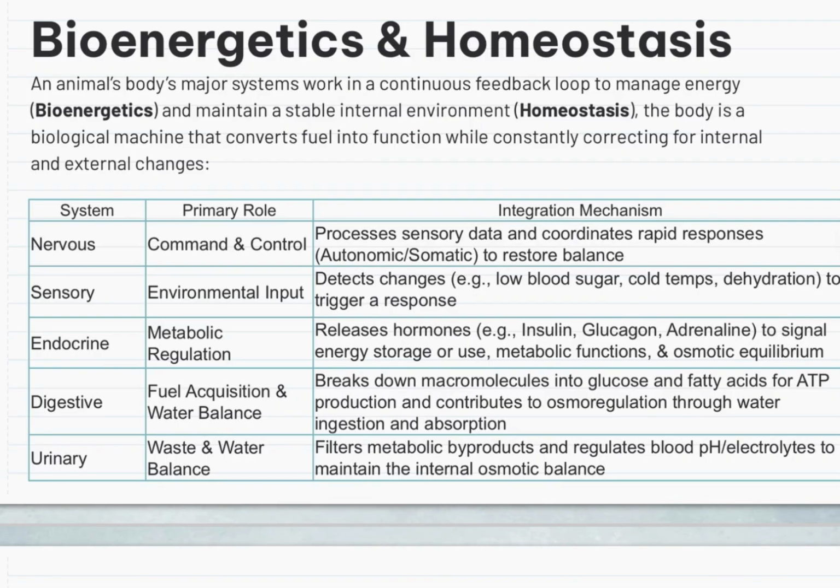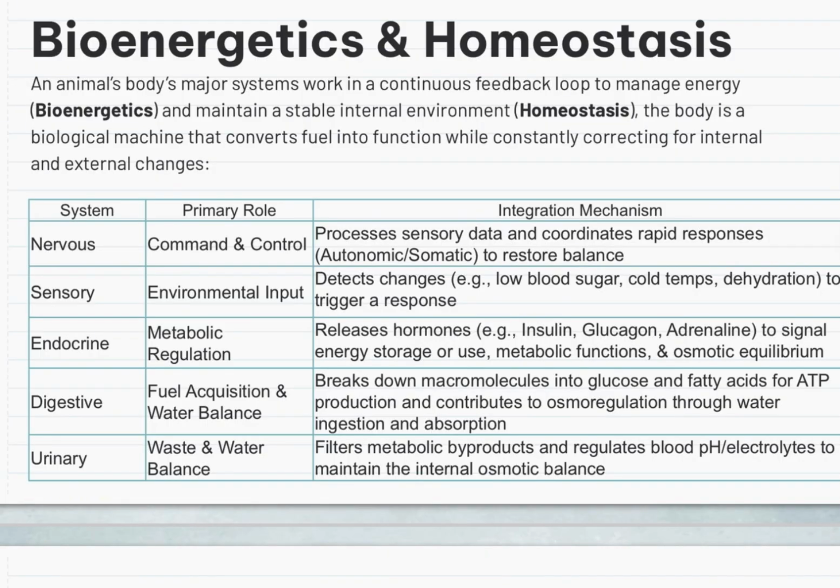The nervous system is command and control. It processes sensory data and coordinates rapid responses, but they don't last long. It's attempting to restore balance. Sensory is environmental input. It detects changes, like low blood sugar, cold temperatures, and dehydration, to trigger a response like thirst. Our endocrine system is our metabolic regulation. It releases hormones to signal energy storage or use, metabolic functions, and osmotic equilibrium.